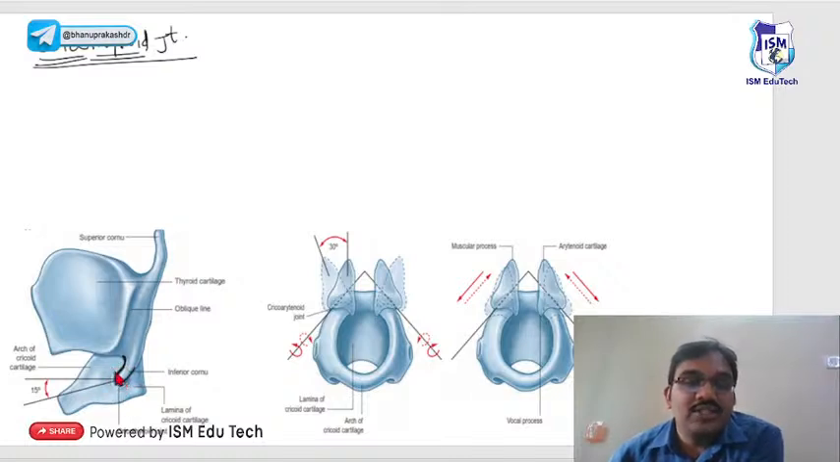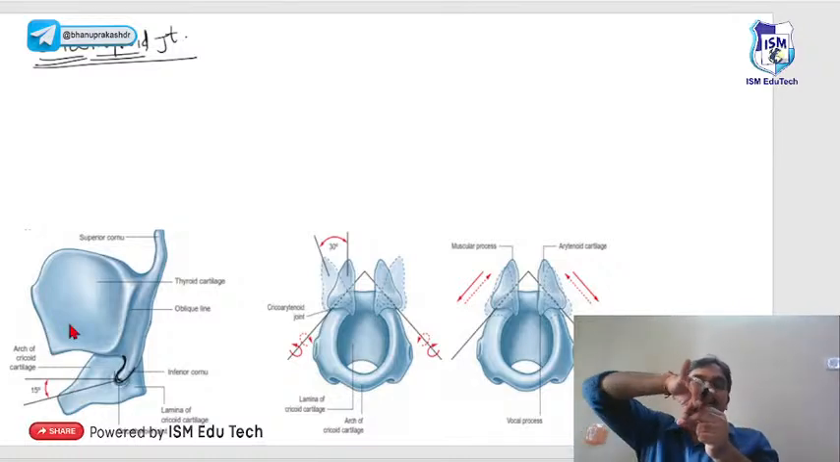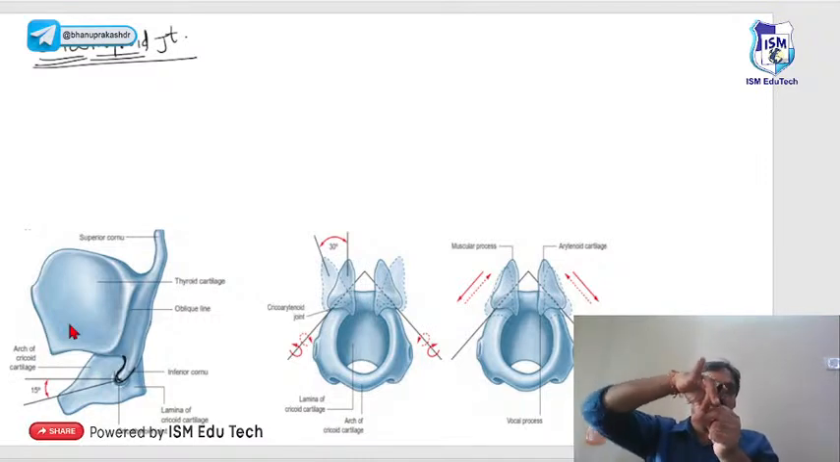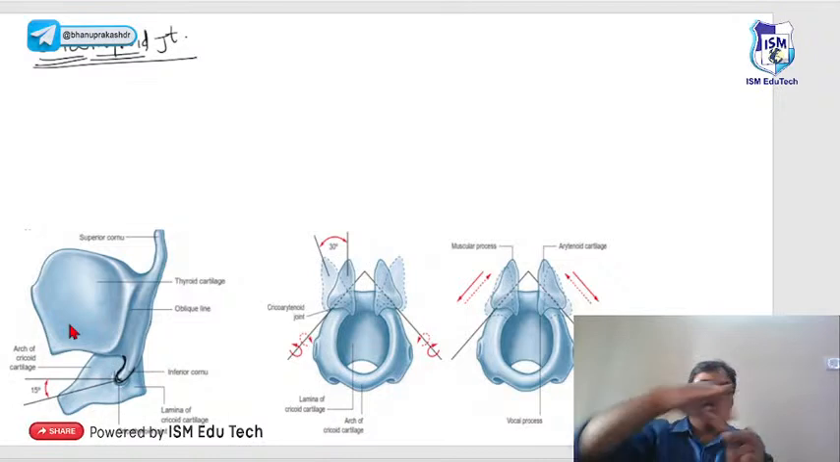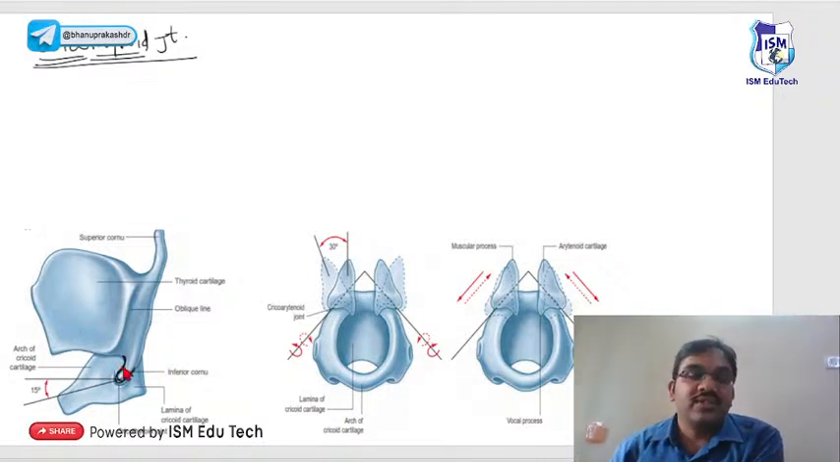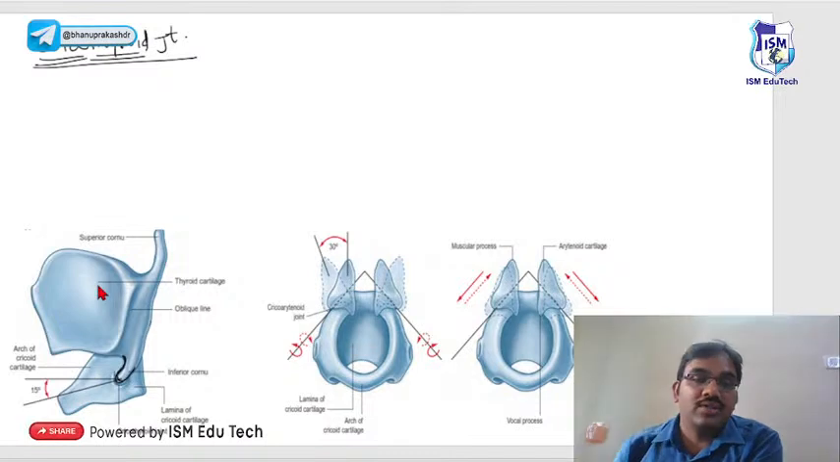If your cricoid is lying like this and the thyroid is attached like this, with the help of this joint your thyroid will move like this. That is what is being shown here. With the help of the cricothyroid joint, the thyroid cartilage can move. That is about your cricothyroid.